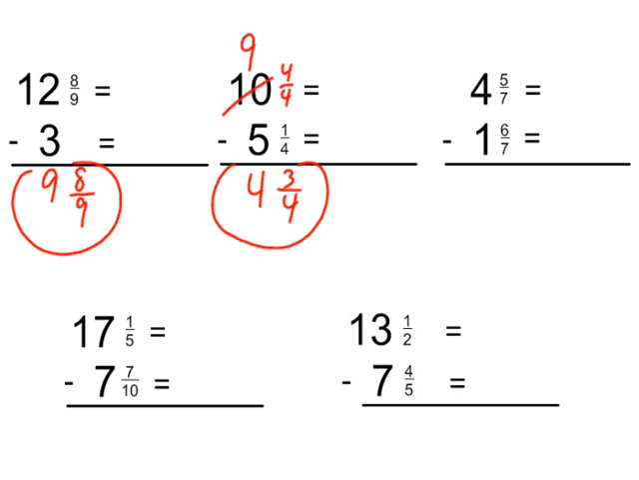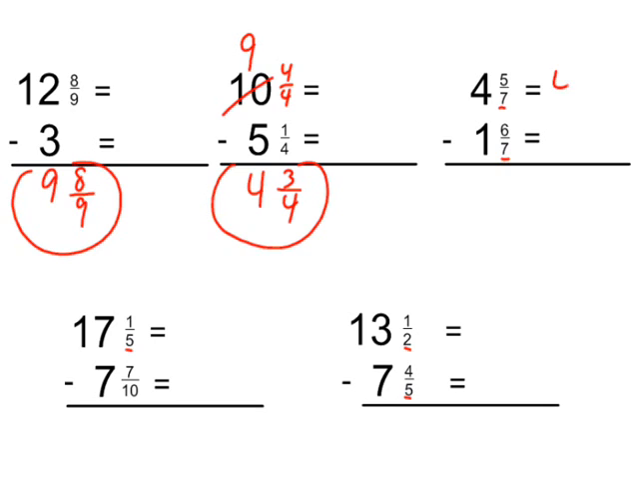Okay, now on these next three examples, we're going to need to regroup on all three of them. The first one, you're not going to have to change either of the denominators because they're both sevenths. In the second example, you're only going to have to change one of the denominators. And in the third example, we're actually going to have to change both denominators. So let's go ahead and solve these.